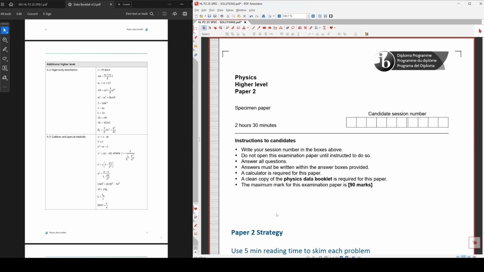But yeah, I'm going to talk about some paper two strategy to start here, and how you can use your reading time and stuff like that. And then I will go through each question pretty much in order, which is not the way you should do the paper two, but to make navigating this somewhat easy.